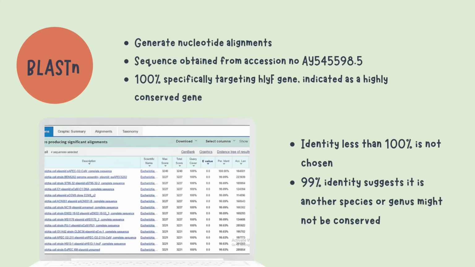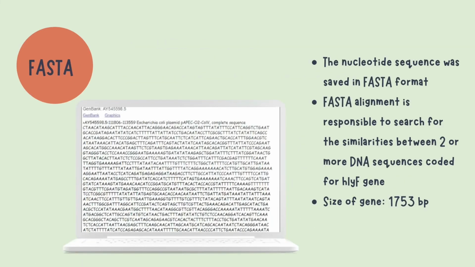We do not choose identity less than 100% because in some organisms, 99% identity may suggest that it is another species or genus and might not be conserved. The nucleotide sequence was later saved in FASTA format. FASTA alignment is responsible for searching for the similarities between 2 or more DNA sequences coding for the HLYF gene. The size of the gene obtained was 1,753 base pairs.